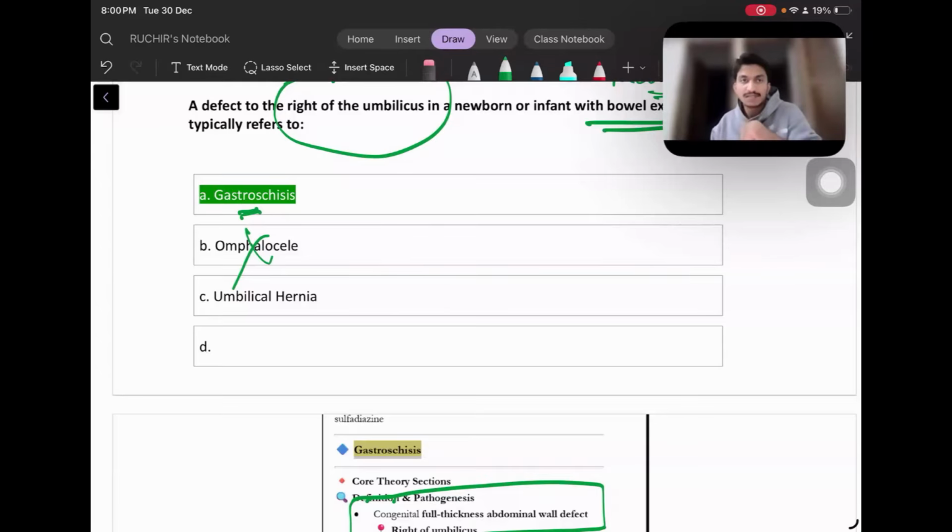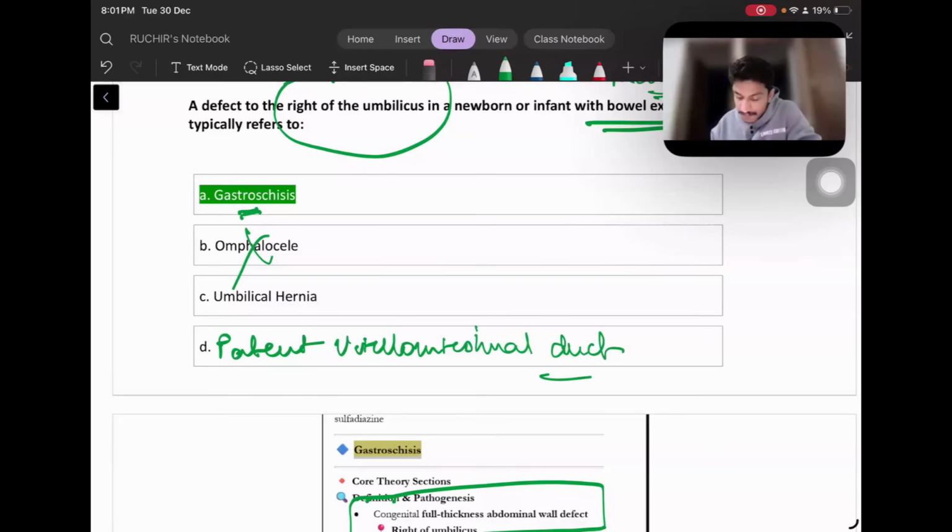Please mention in the chat box. What was the fourth option? Gastroschisis, omphalocele, umbilical hernia, and what was the option, please? Patent vitellointestinal duct. Okay. Yeah, the correct answer is gastroschisis.